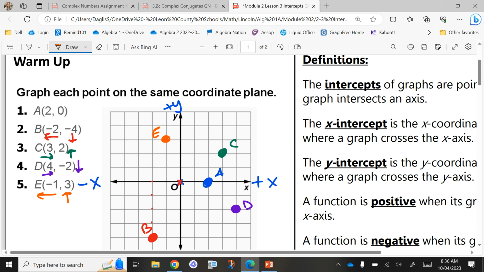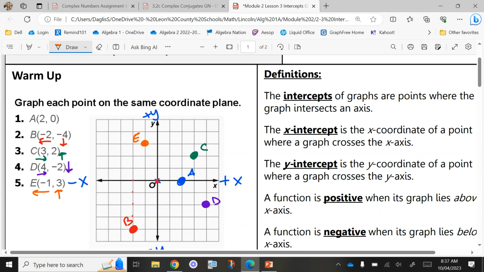How did we do on plotting points? Are we feeling better about it? We're going to keep practicing because that is something that y'all struggle with in Algebra 1. We're going to keep practicing it because it's really, really important. Okay? Today, we're going to look at very specific points.